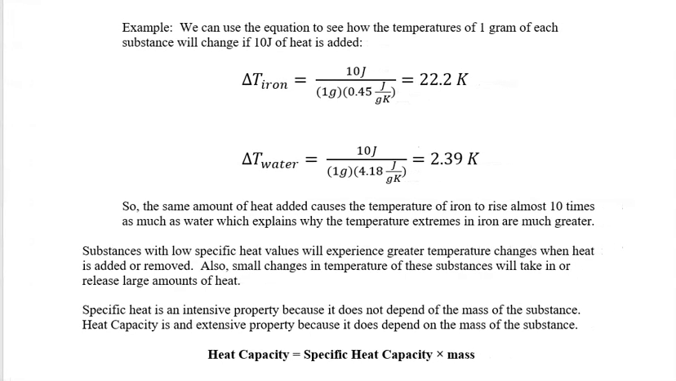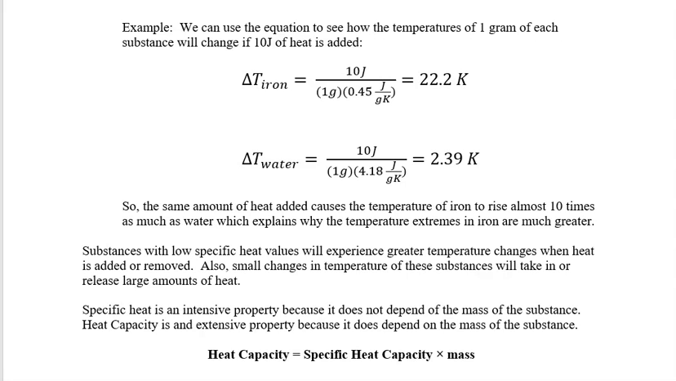So what we're going to do is add 10 joules of heat from the sun to an iron bar and 10 joules of heat from the sun to a cup of water. So you plug in the numbers, you have delta T equals Q over MC, so it's 10 joules for Q, 1 gram for the mass, and 0.45 joules per gram Kelvin for the iron. That's a number that's specific to iron, that 0.45. When you do the math, that 10 joules will cause the temperature of the iron bar to go up by 22.2 degrees Kelvin.